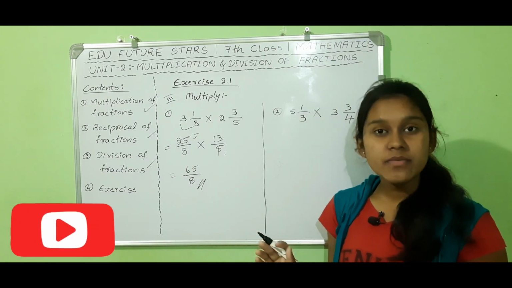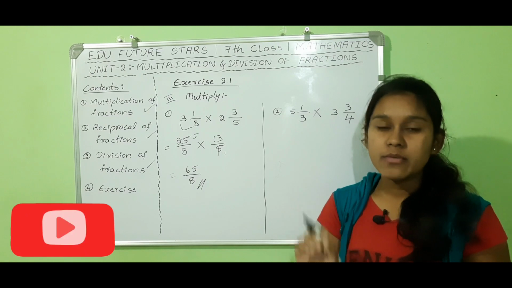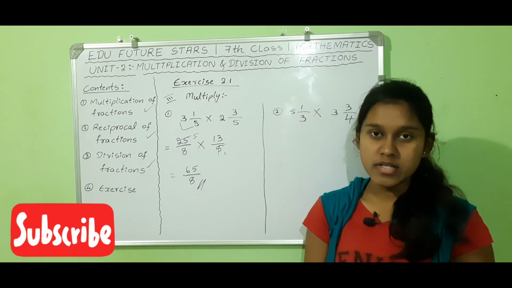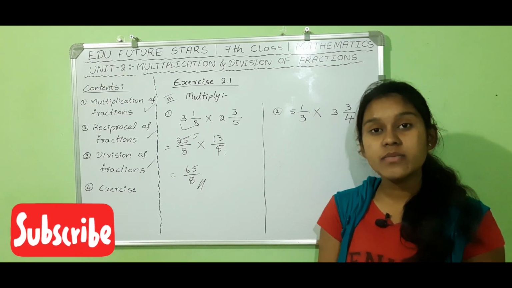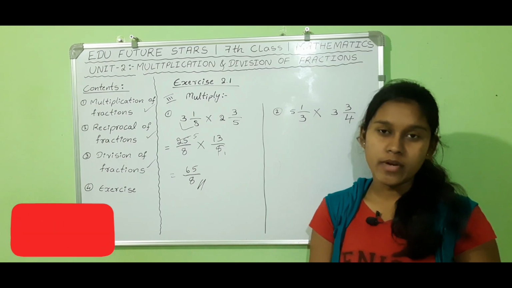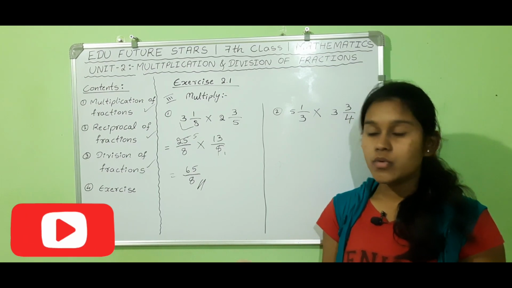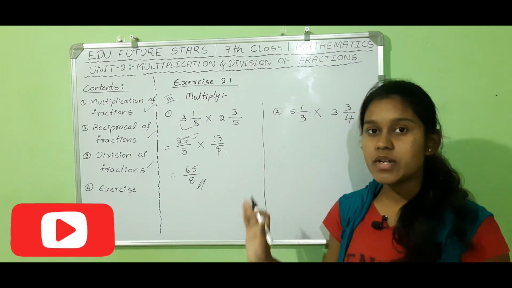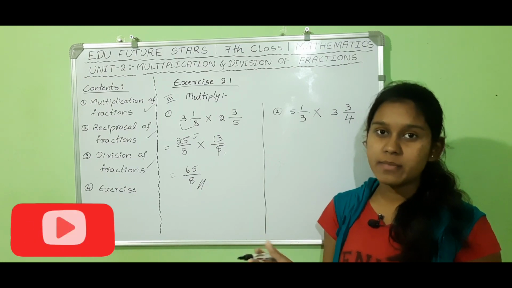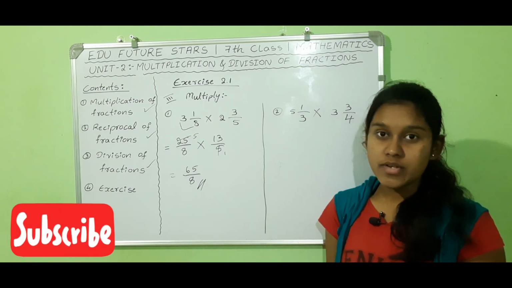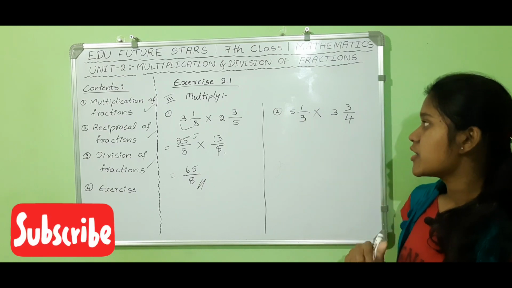Simple. So in the mixed fraction, keep in mind, whenever you get a mixed fraction question, at that time you have to convert that mixed fraction into an improper fraction. Then only you can go to the next levels. Okay? So next you can easily cancel out or multiply it. Okay? It depends on the question. Now see the second question.